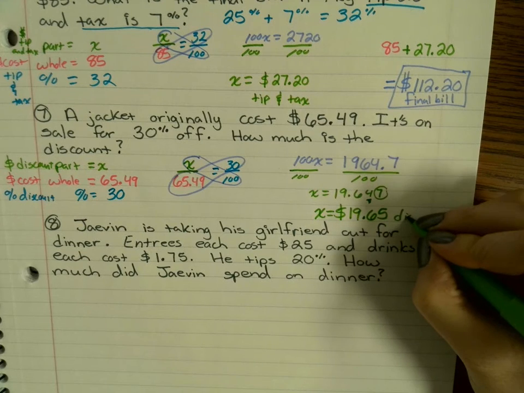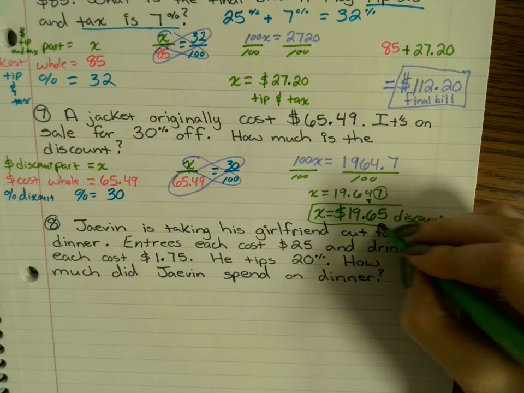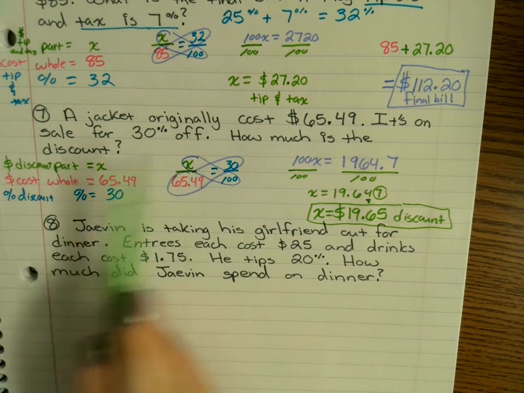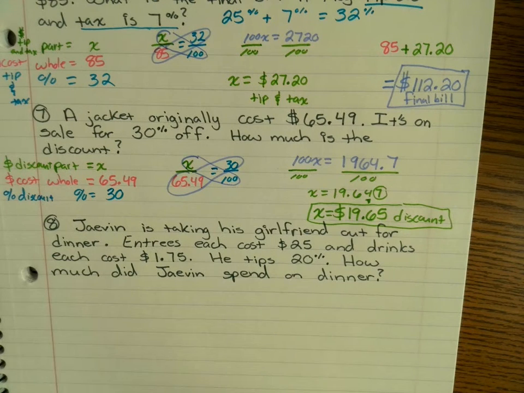Are we done? Did we answer the question? What does the question ask? How much is the discount? Did we find our discount? Yes. So you're done. If it asks you how much is it going to cost, then you would have to subtract. You have to know the difference between whether it's looking for just the tip, tax, or discount, or whether it wants you to go that extra step further.